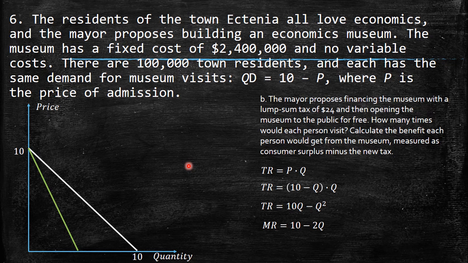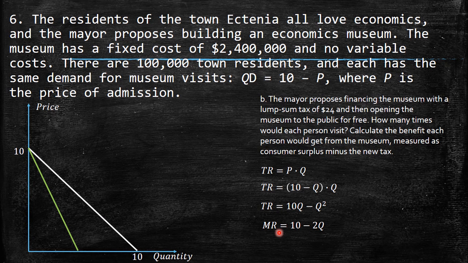Then I represent here the marginal revenue. It doesn't matter here, but I'm going to explain how we can make the total revenue. Total revenue is P times Q. The price is represented by 10 minus Q. So 10 minus Q times Q is going to be 10Q minus Q squared. Here you can derive this, so the derivative of 10Q is going to be 10, and the derivative of Q squared is going to be 2Q.